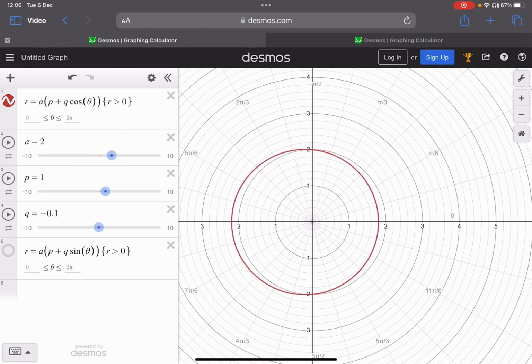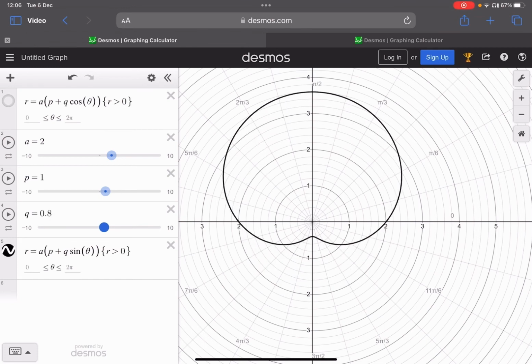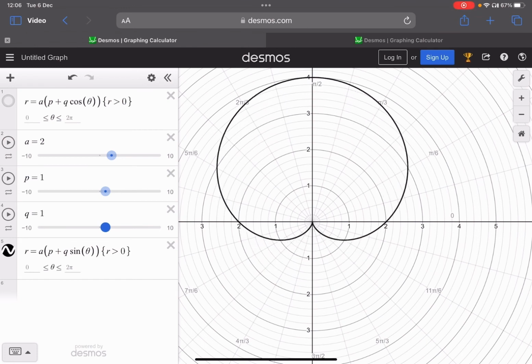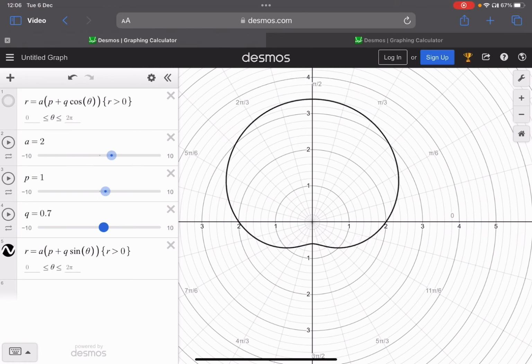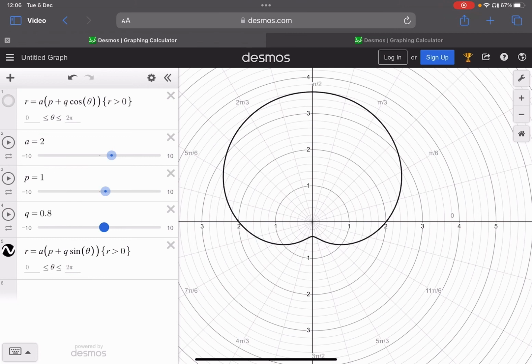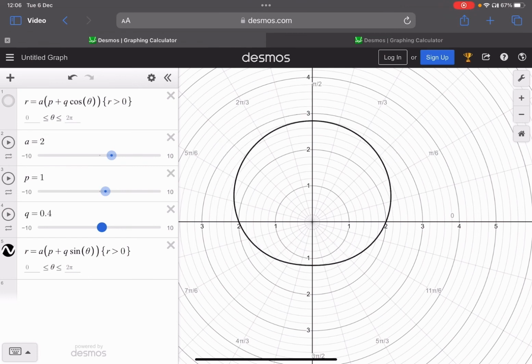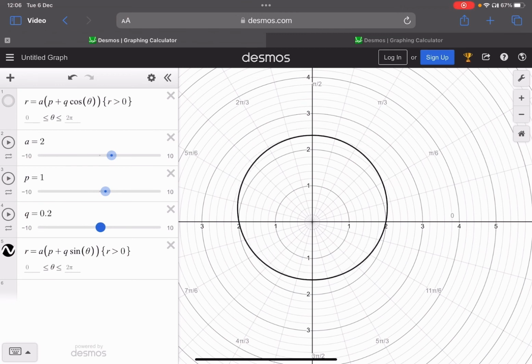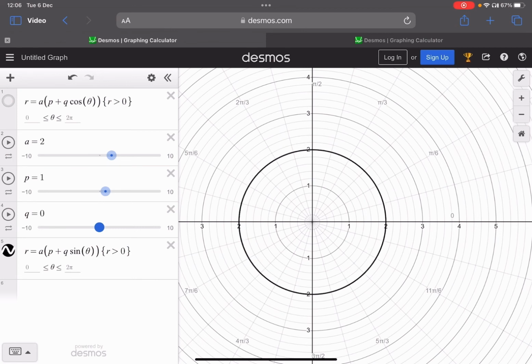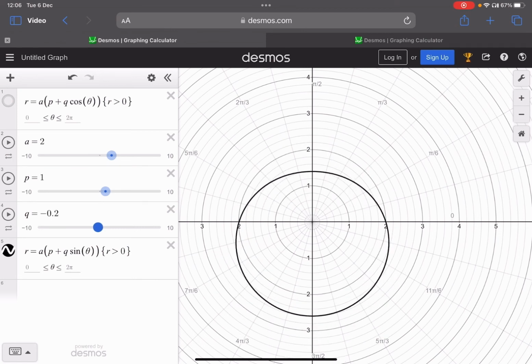Now if I bring that back to the center and change over to the sine curve, you can see a very similar thing, but in the y direction. If p is equal to q, you get the cusp. If p is bigger than q, but not twice as big, you get a dimple. It's concave. And if p is twice as big or more than q, then it's convex, and you get this sort of generic egg shape. And if it becomes negative, it just goes the other way.